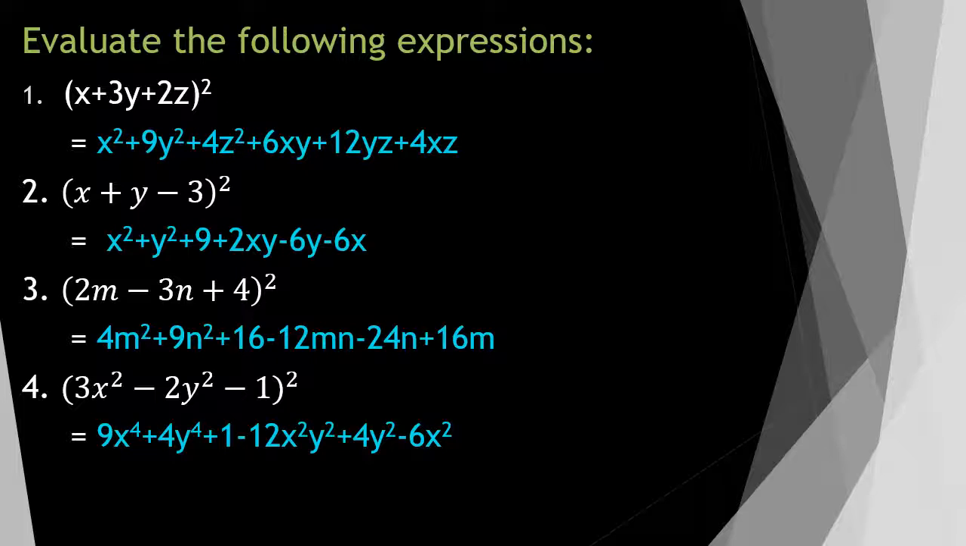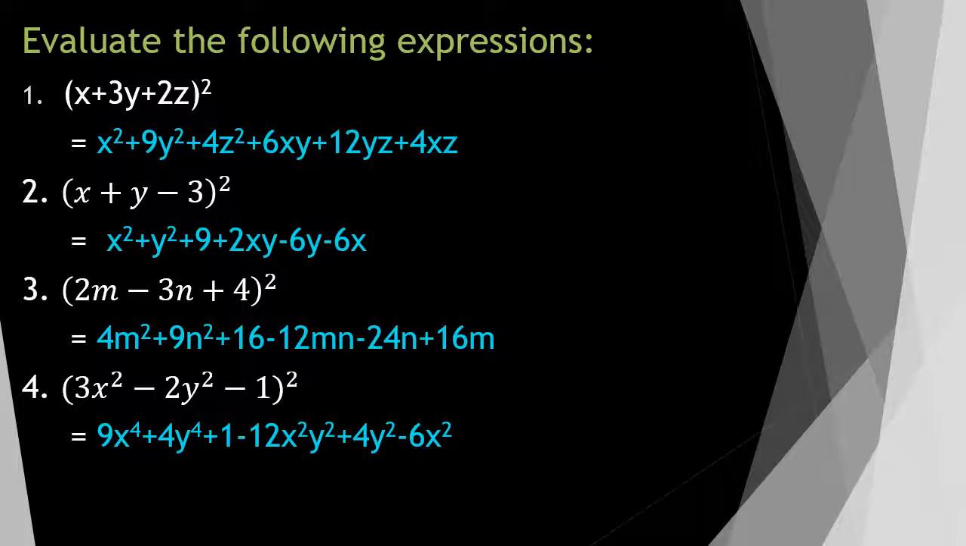Multiplied to 2y squared, that's why we have 12x squared y squared, plus twice the product of the middle term and the last term, we have 4y squared. And lastly, minus twice the product of the first term and the last term, we get an answer of 6x squared. Thus, the final answer of this expression is 9x raised to the power of 4 plus 4y raised to the power of 4 plus 1 minus 12x squared y squared plus 4y squared minus 6x squared.